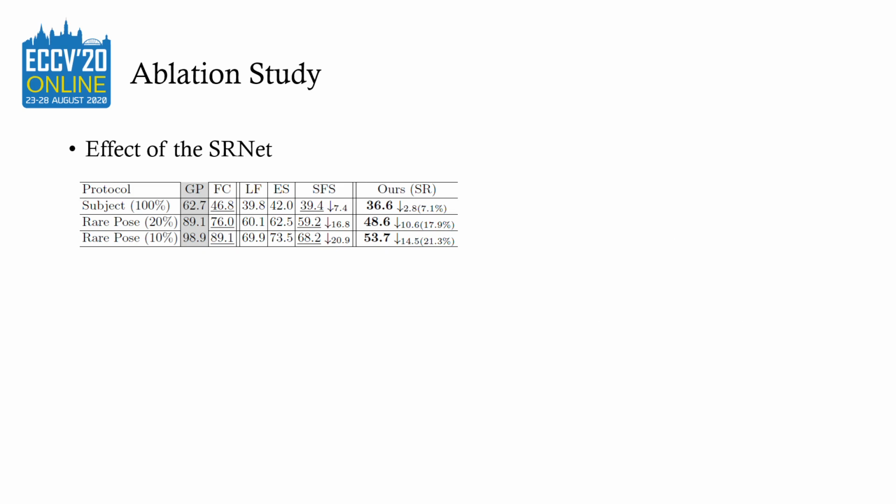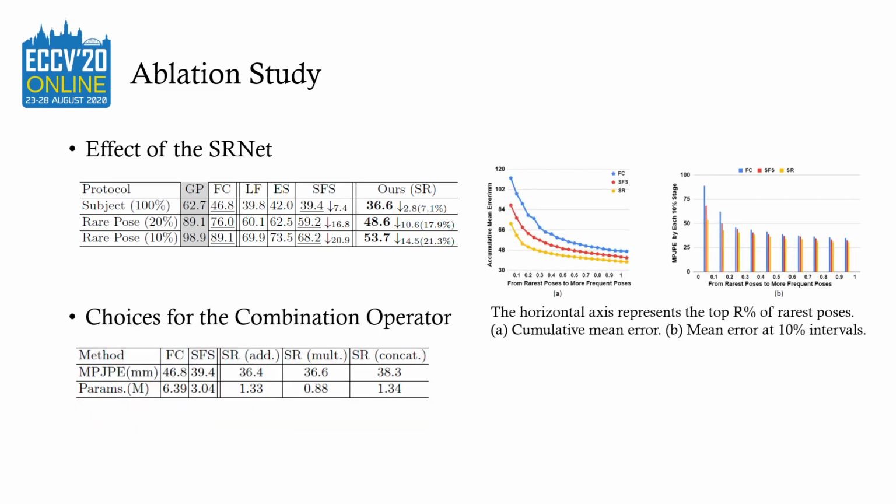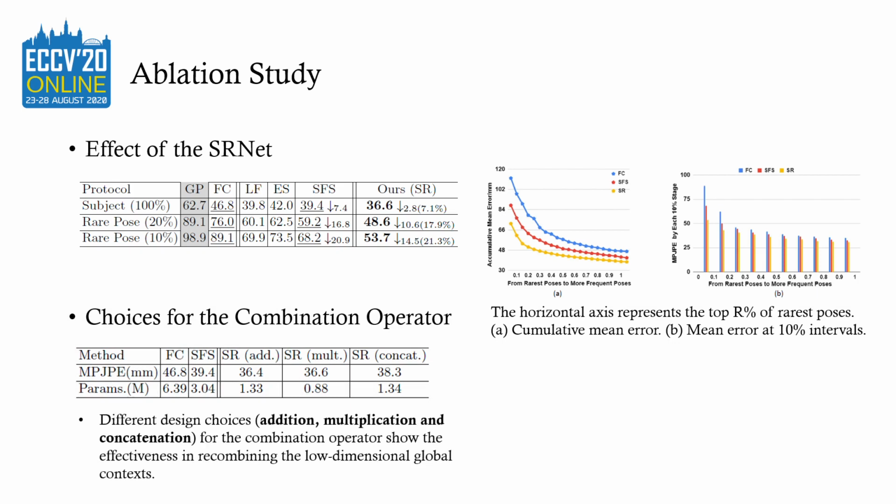Second, we show how the low-dimensional global context can be brought back to the local group using a combination operator. We empirically evaluate the design choices of using addition, multiplication, and concatenation. It is shown that both addition and multiplication obtain favorable results, indicating their effectiveness in recombining the low-dimension global context.